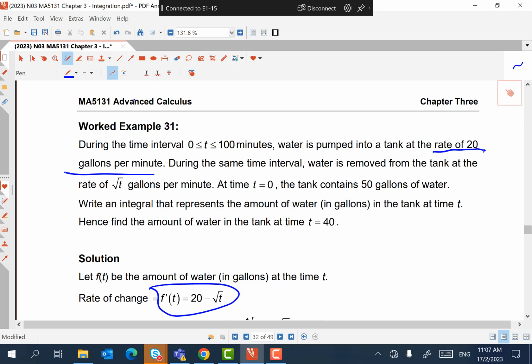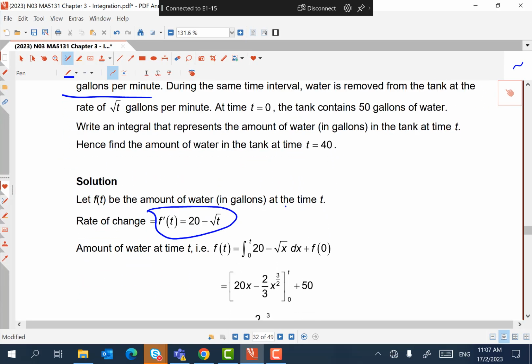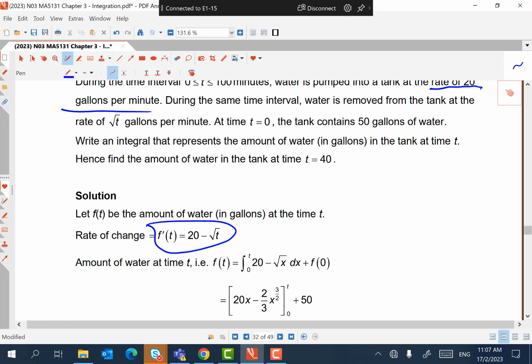So likewise, here is gallon, the American standards. When reading this question, you must be able to get to this first line, that the rate of change is 20 minus root t. Then after getting this line, you just perform one round of integration and find the constant c using the condition that when t is 0, the quantity is 50. You could have potentially done it the good old way, which is 20t minus t power.